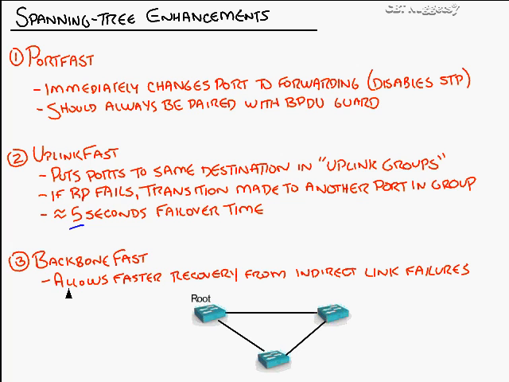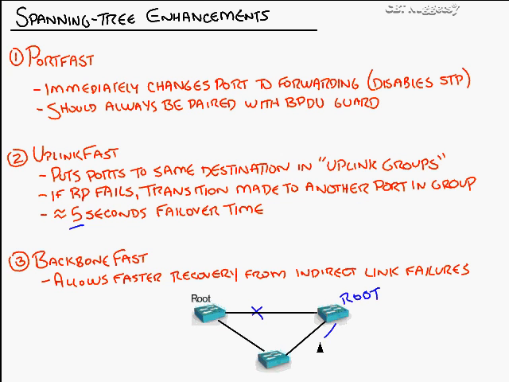Here's the idea. It allows faster recovery from indirect link failures. Let's say that this is the root bridge, and this link goes down. Now, this one has the second priority, meaning it's second in the list, it's a backup route. If this link goes down, it's going to assume the entire root bridge goes down. Now, that may or may not be true. It may just be the cable has gone bad or someone pulled it out. But this one immediately will start saying, I'm the root, because my main link went down to the root.